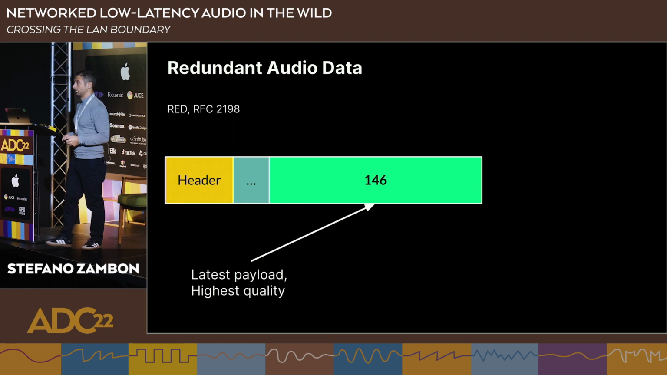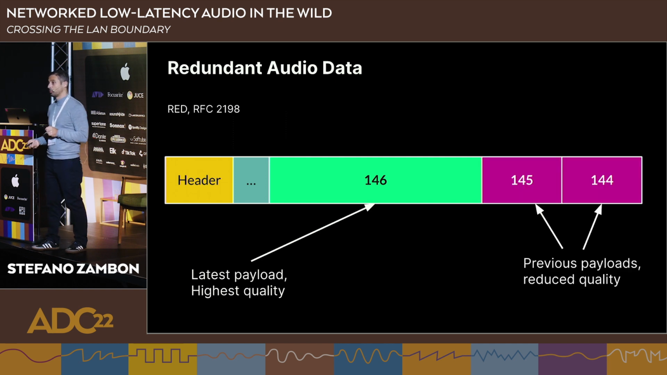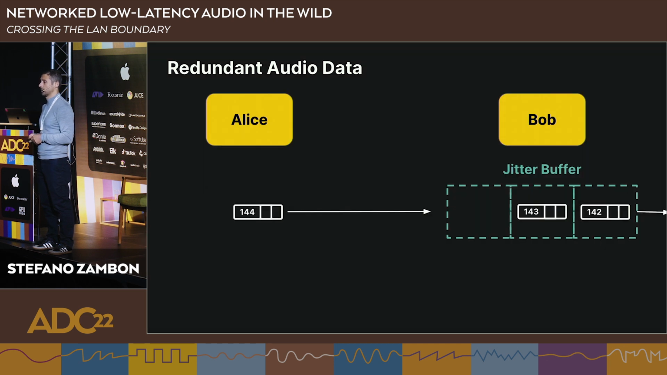There's also something implemented many years ago called redundant audio data, RED. The idea is that in your RTP payload, you put your last packet available, best quality, and if you still have room in your UDP packet, you can put some replicas of previous packets. If you want to maximize redundancy, you don't have to use the best quality for those replicas. For example, you can use 8-bit, reduced sample rate, and this works because we have the jitter buffer.